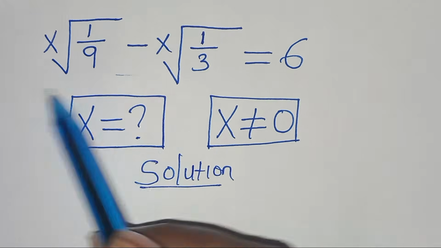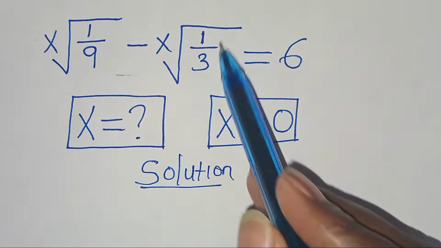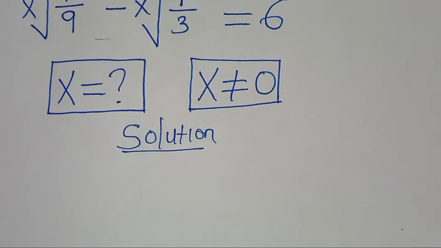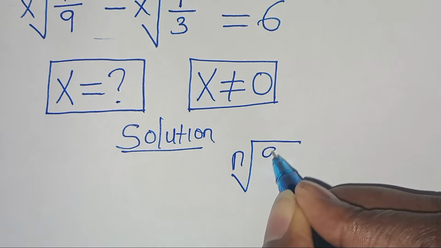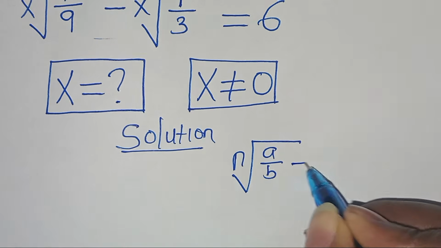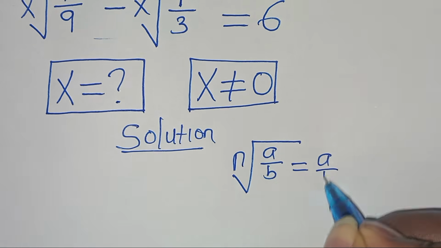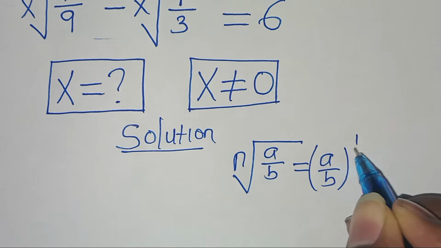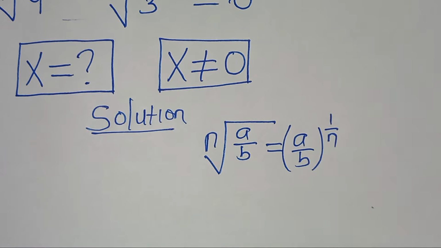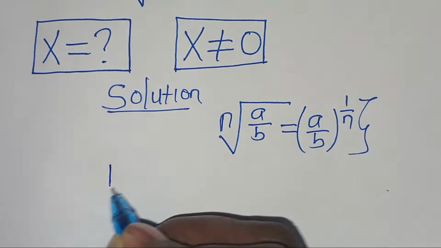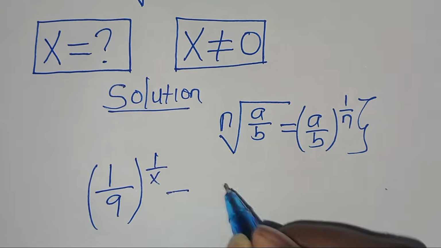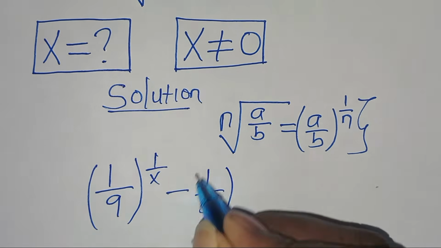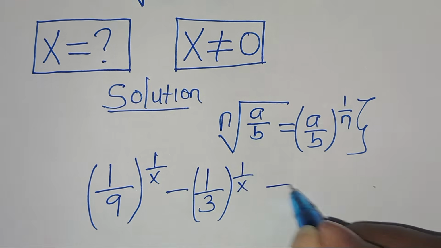Now we have the x root of 1/9 as well as the x root of 1/3. This is in the form of the nth root of a over b, which we can express as a over b raised to the power of 1 over n. Applying this property, we have (1/9)^(1/x) minus (1/3)^(1/x) equal to 6.